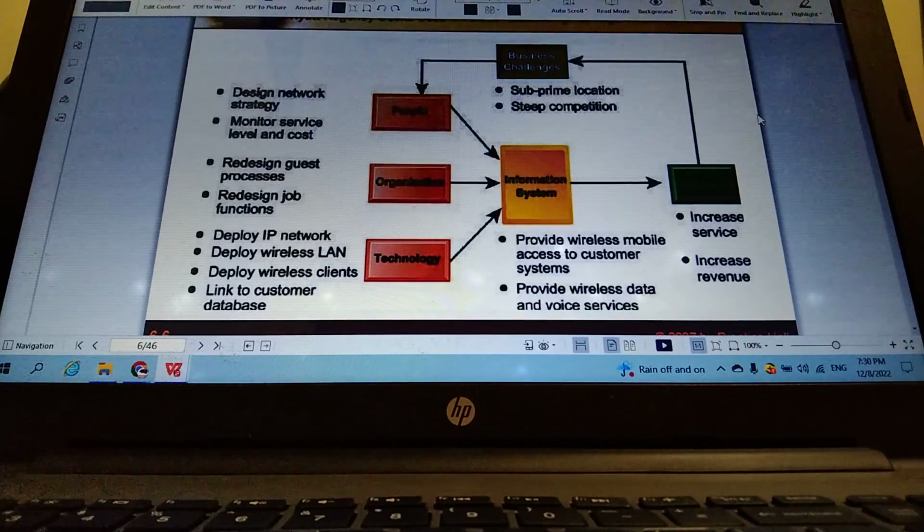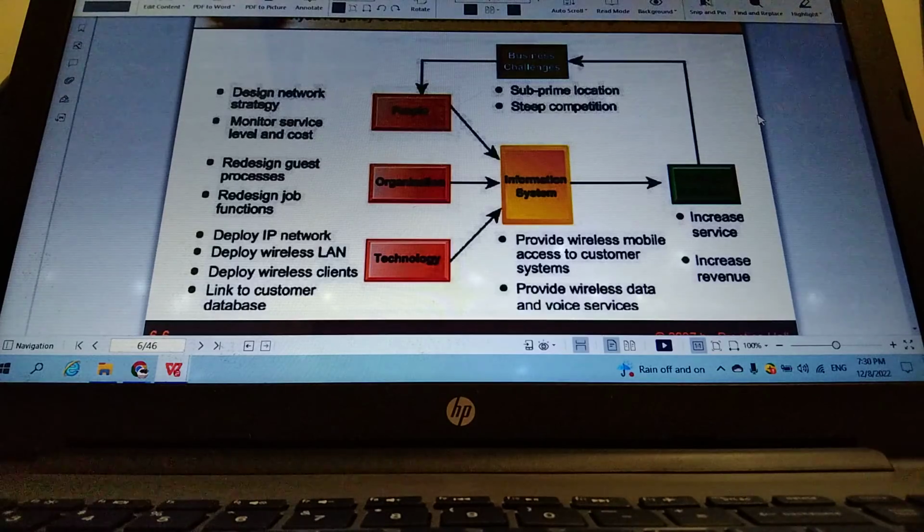So these are some of the high level jobs, not detailed. There will be a lot of details involved in each one of these jobs, but these are the very high level jobs that the team has to carry out in order to overcome this problem.